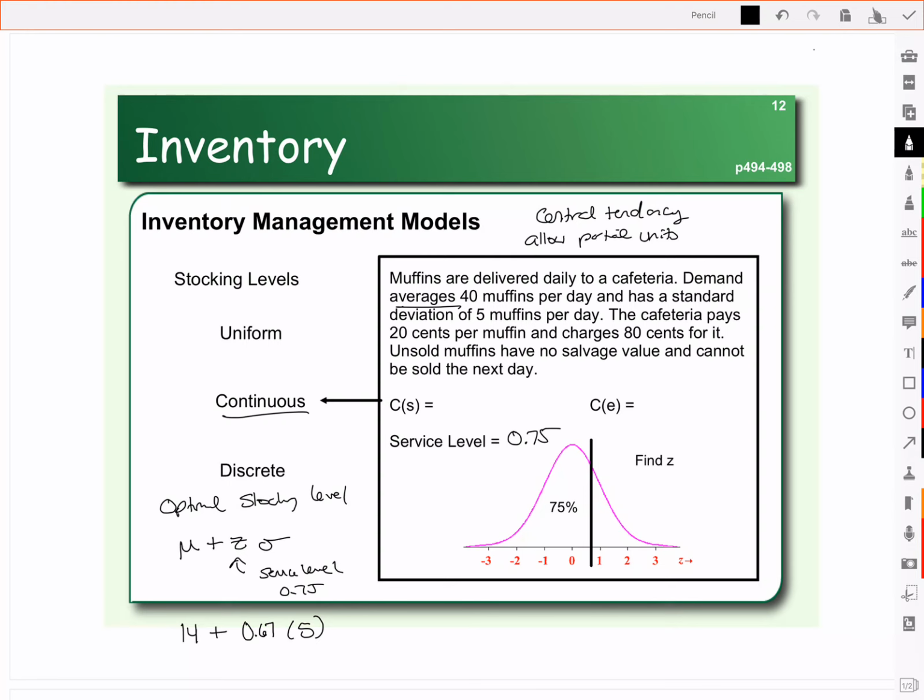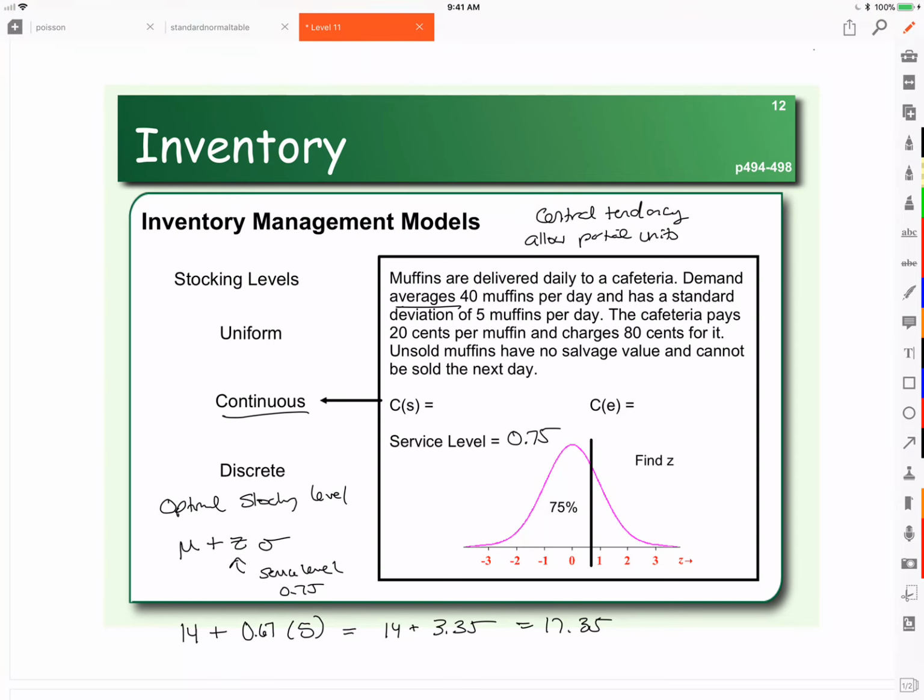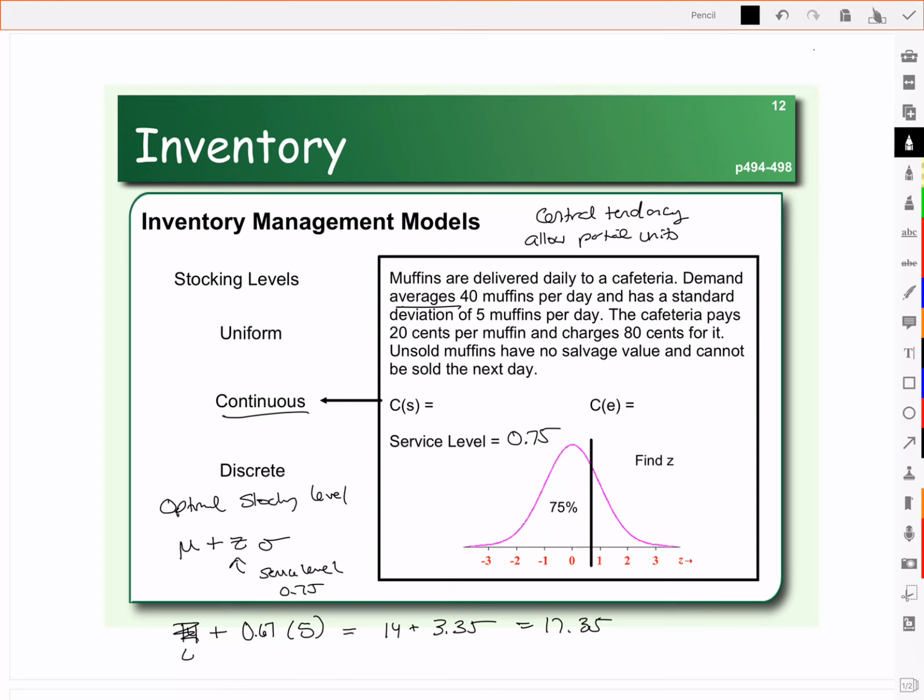Plug that into a calculator, so 0.67 times 5, 3.35, and we're going to add, of course, 14 to that. And we get 17.35. Okay. Oh, that can't be right. Let's try that again. How about the fact that our average is not 14? Our average is 40.